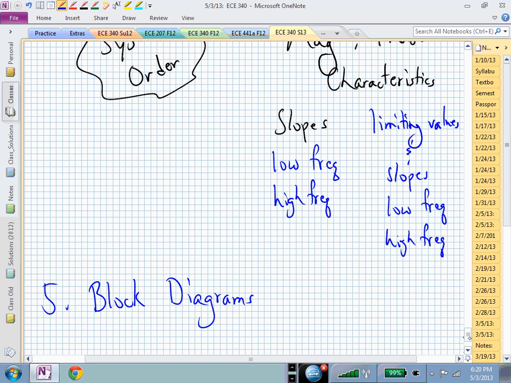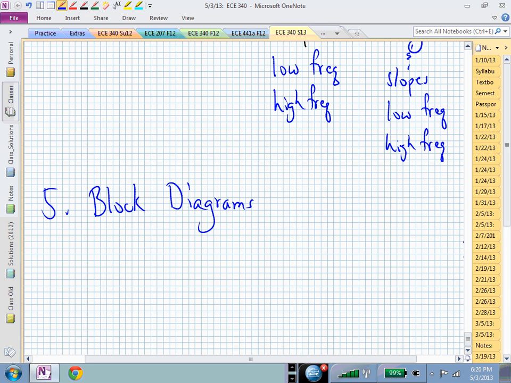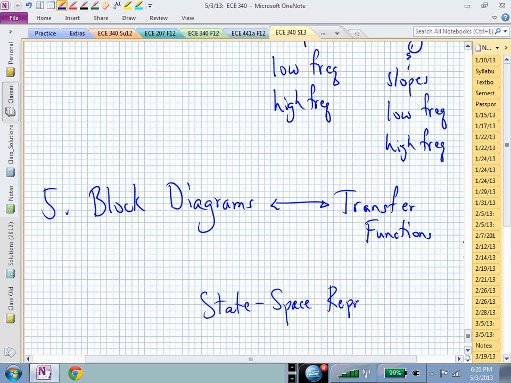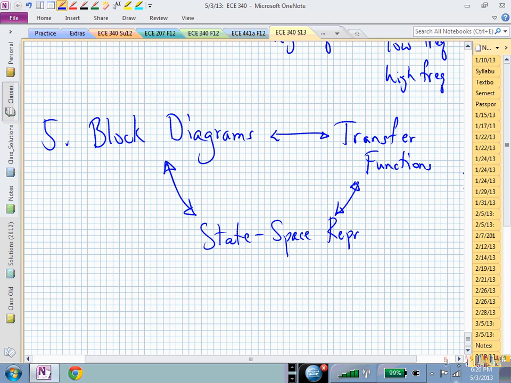You should be able to play with block diagrams and relate those to transfer functions and/or state space representations, and go back and forth between those.